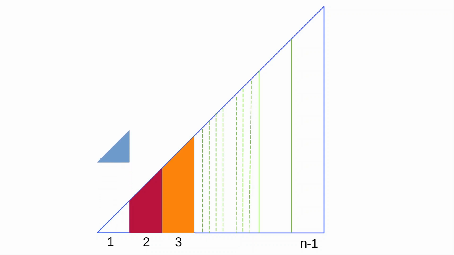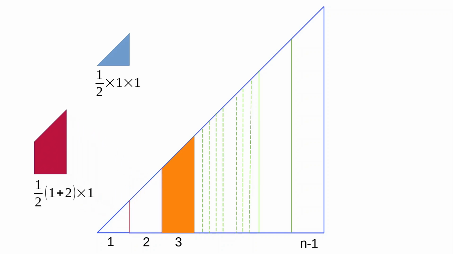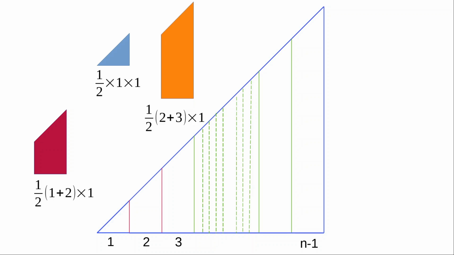Now area number 1, since it's a triangle, has a base of length 1 and height of length 1. So it's going to be half base into height, that is half into 1 into 1. Now 2 is a trapezoid, so it's going to be half the sum of the lengths of the sides, that is 1 plus 2, multiplied by the length of the base, that is 1. Similar thing goes for trapezoid number 3, which can be written as half into 2 plus 3 into 1.